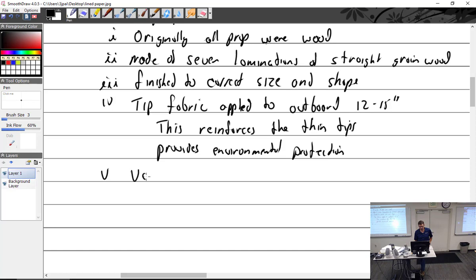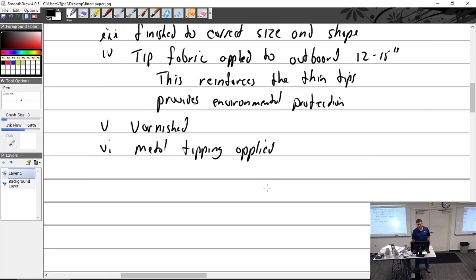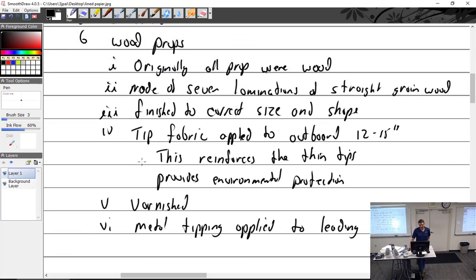Then they are varnished. And metal tipping is applied to the leading edge. I think there's a couple of Q&A questions in regards to this metal tipping. I'll let you get caught up here.